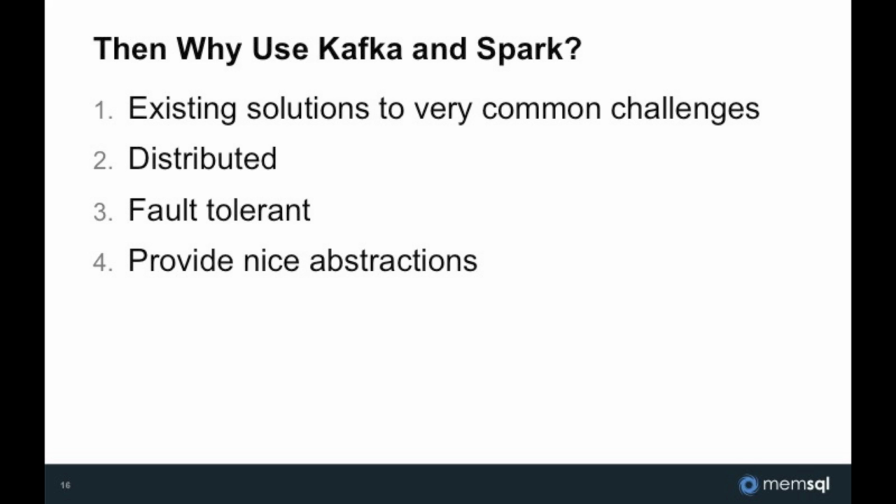So the reason that we're using Kafka and Spark in this example is that they provide solutions to very common challenges. The notion of a message queue is having a unified place where lots of different applications or users can read messages off of. Another reason, like I mentioned before, is that they're both distributed, so you can scale out on commodity hardware when you need to add capacity. They're also both fault tolerant, which means that if you lose nodes, you can regain the state that the system was in prior to the node failure. And Kafka and Spark, in particular, provide really nice abstractions for dealing with data, especially in this kind of pipeline scenario.